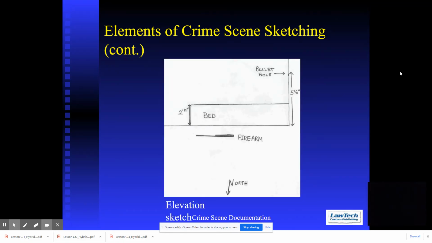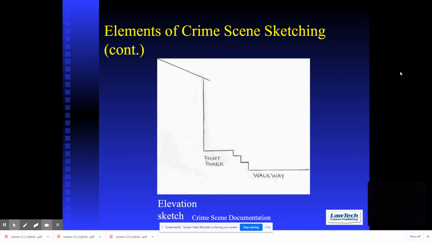This would be an elevation sketch of our bed from the previous sketches. Notice now we get details like exactly how high the bed was, and the bullet hole height behind the bed, which really becomes important because if we're trying to match up stories from some of our victims or suspects or witnesses, it becomes important to know things like where the bullet holes were. Was somebody standing or laying down when they were shot or when they fired a shot? It really helps to tell the story if we can get an accurate picture of where all this evidence is located.